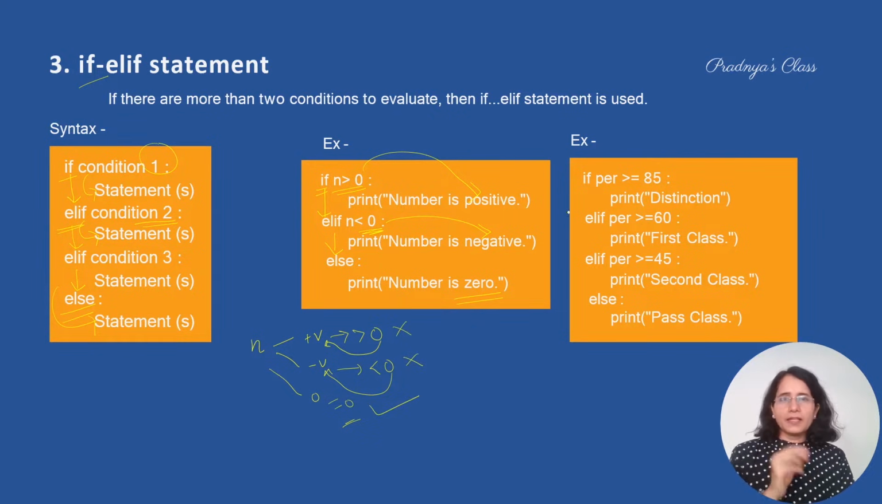Let's check out one more piece of code which is related to calculating your result. Depending on your requirement, you can change the message as well as the conditions also. If percentage is greater than or equal to 85, you will get distinction. If it is greater than or equal to 60, you will get first class. Similarly, if it is greater than or equal to 45, it will print second class. Otherwise, if all these three conditions are wrong, then it will come to the else part and it will print pass class. So in this way, if there are more conditions, we use if elif.